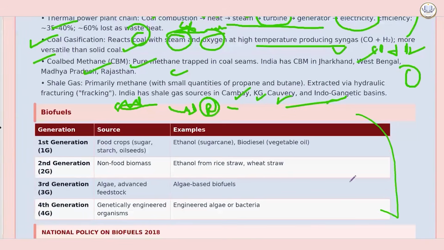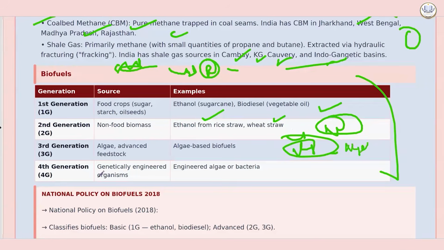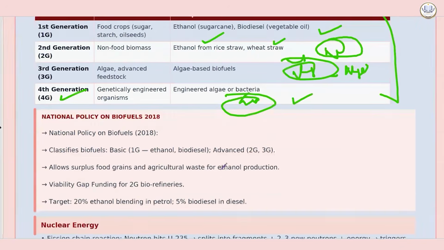Now we have biofuels. We have 4 generations of biofuels. The first generation is manufactured from food crops like sugar, starch, and oil seeds. Examples are ethanol and biodiesel. Second generation is generated from non-food biomass. An example is ethanol from rice straw or wheat straw. Third generation is the advanced one, manufactured from algae or advanced feedstock. Algae-based biofuels are an example. And fourth generation is genetically engineered organisms. Engineered algae or bacteria are the example.